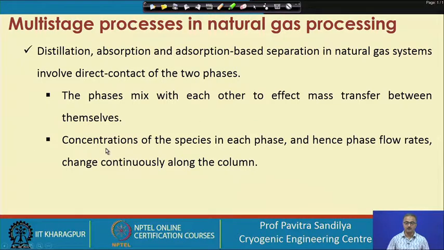And in this way we find that the concentrations of the species in each phase, and hence the phase flow rates, keep continuously changing along the column, because as the concentration changes, what happens? We find that the effective physical properties, like density, also change. So because of these changes, the flow rates also keep changing along with the composition all along the particular separation equipment.